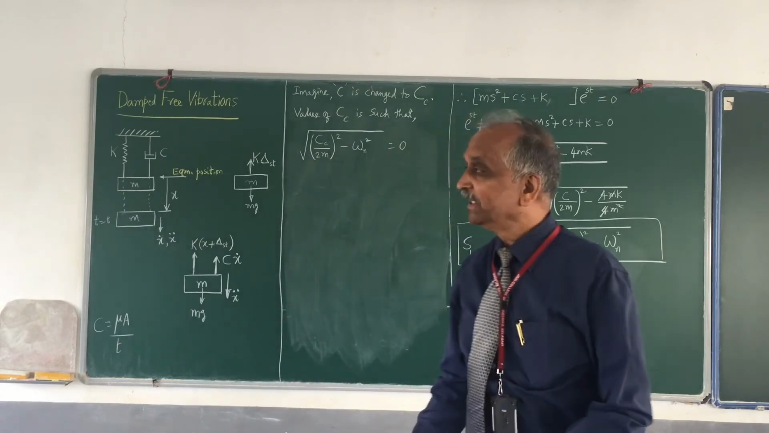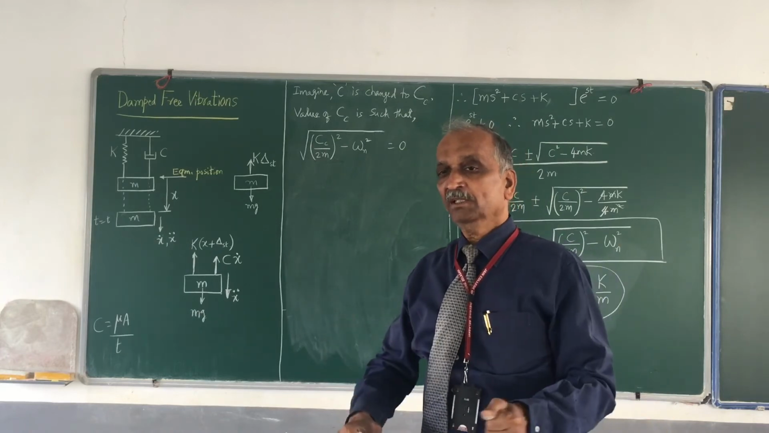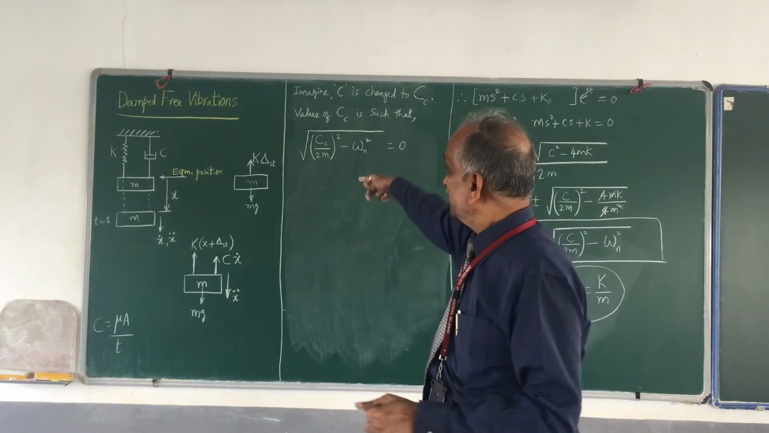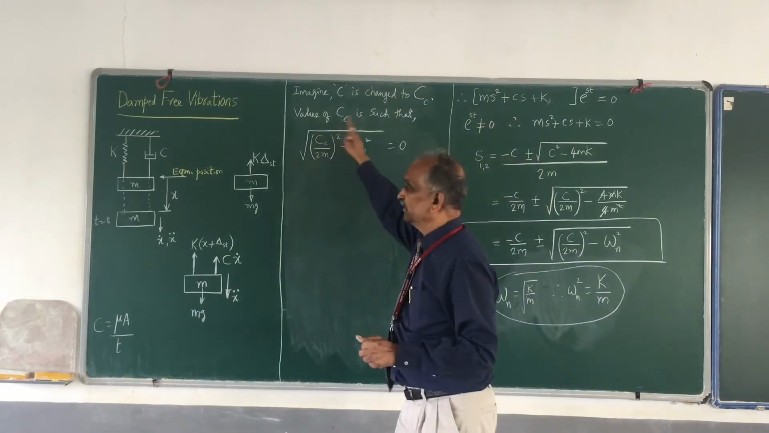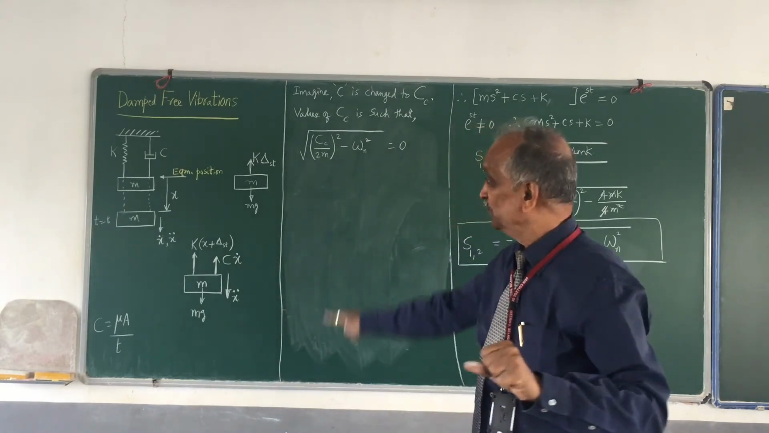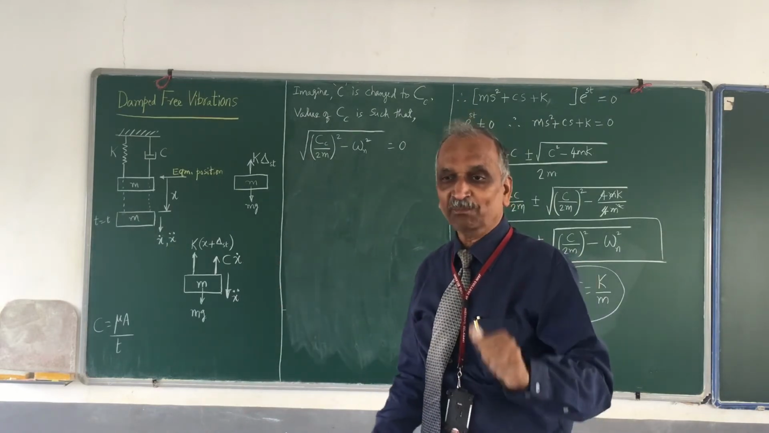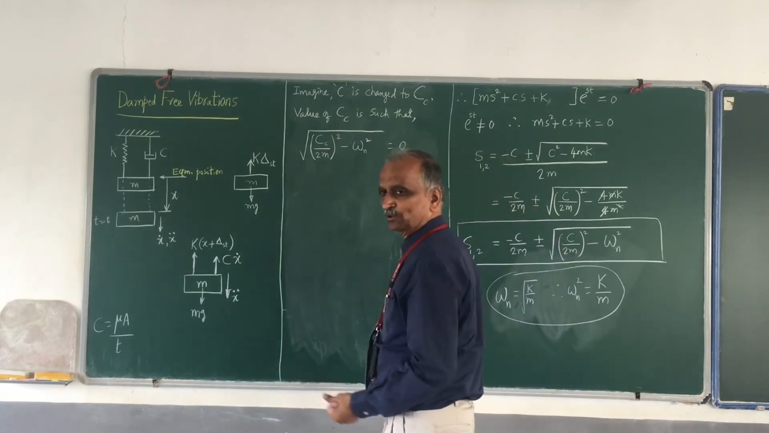So it is only an imaginary thing. I have changed the value of C to Cc, and the value of Cc makes this term equal to 0. That value of C which makes this term 0 is called the critical damping coefficient. So how much is that value? I am going to find out.